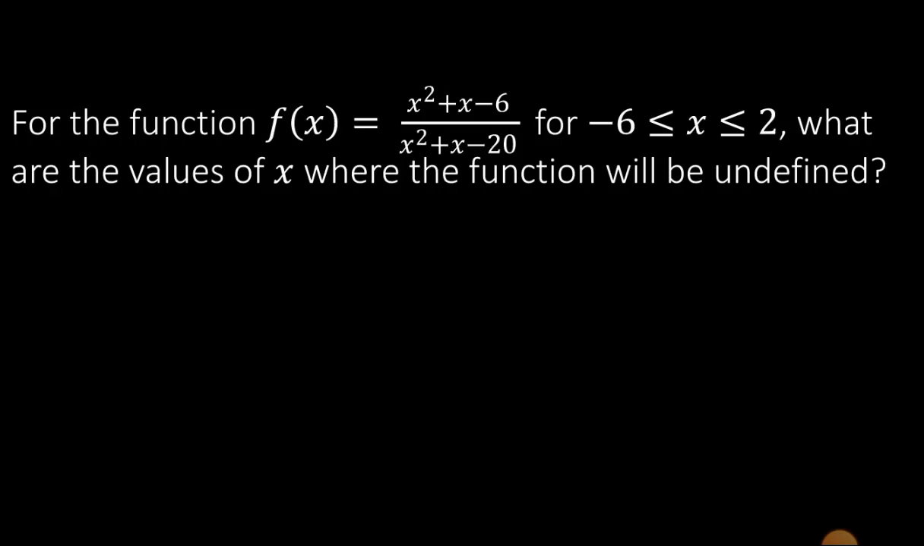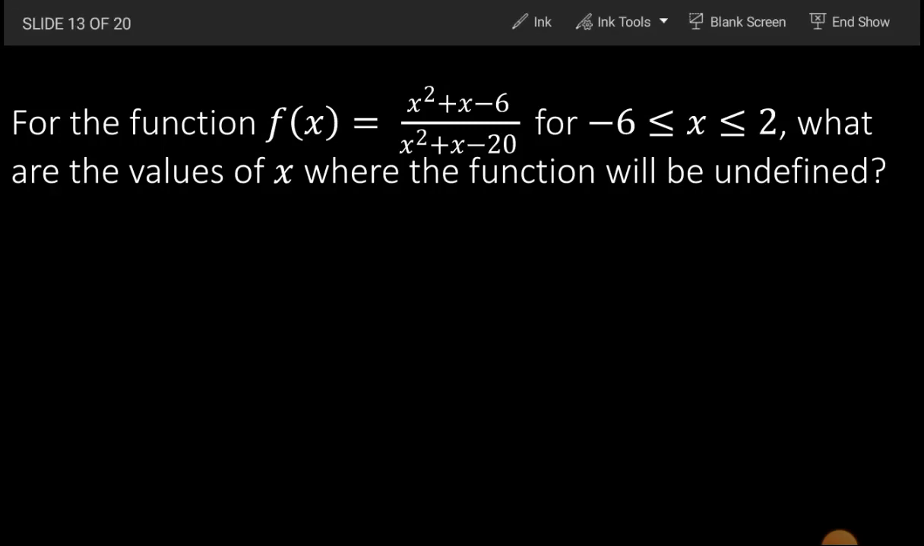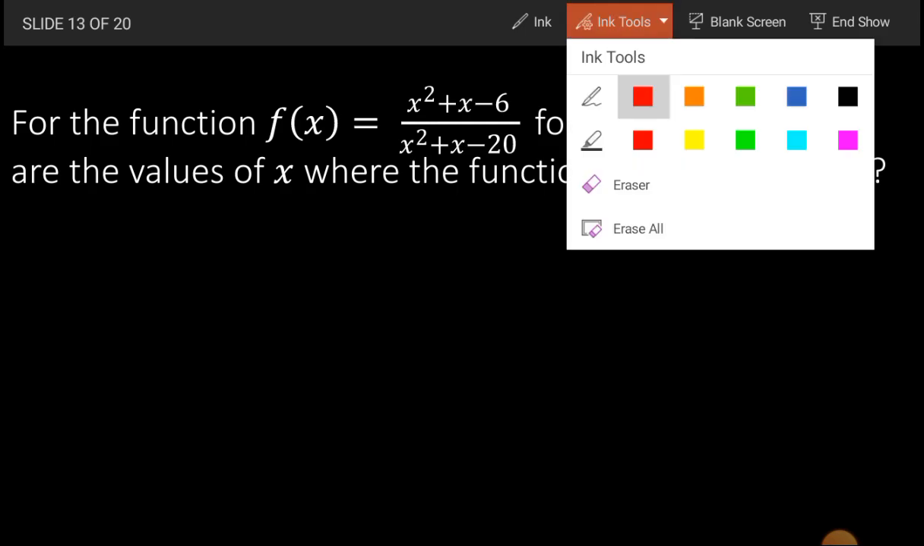For the function f of x equals x squared plus x minus 6 all over x squared plus x minus 20, for negative 6 is less than or equal to x, but x is less than or equal to 2. What are the values of x where the function will be undefined?